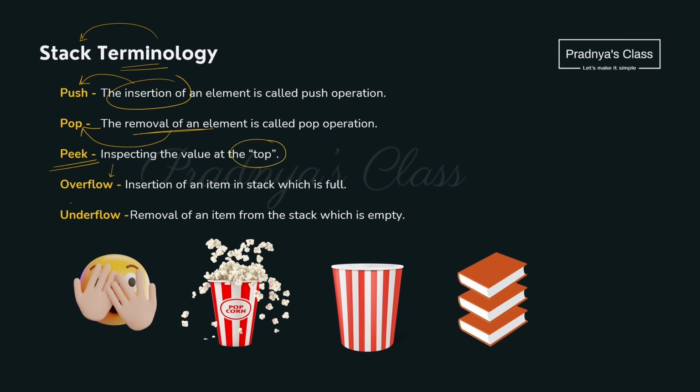Look at this word, overflow. What is overflow? Overflow occurs when the stack is already full and you are trying to insert some item into it. And the reverse of that is underflow. Underflow means your stack is empty, but you are trying to remove or delete some elements from that empty stack. In this way, we understood the data structure stack, with the restriction of insertion and deletion, which will happen from the top element.